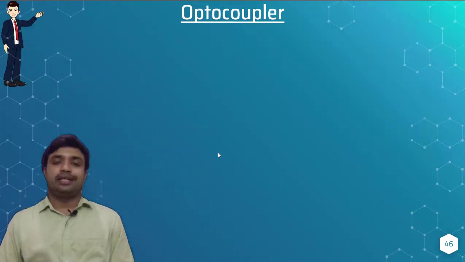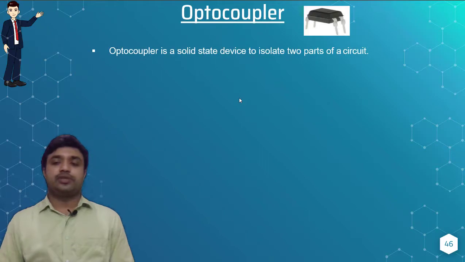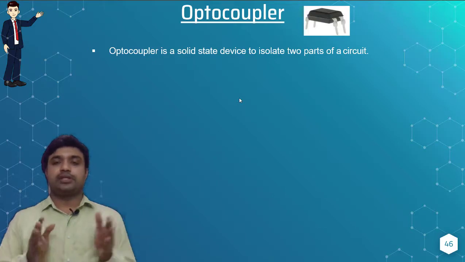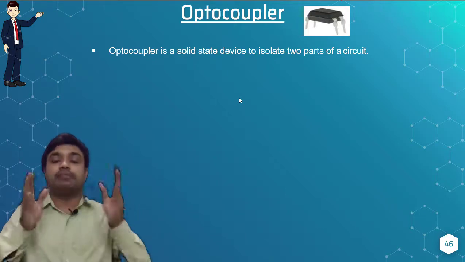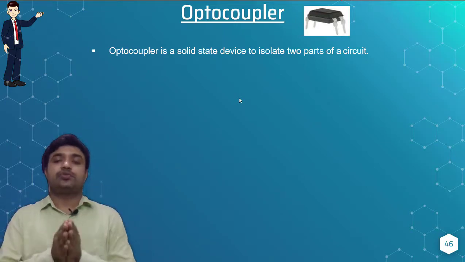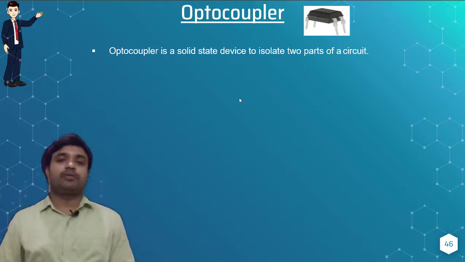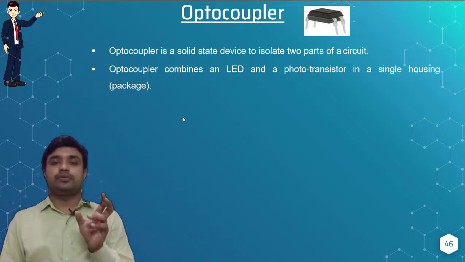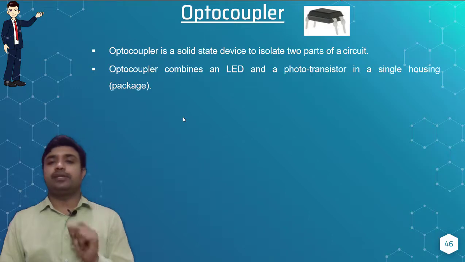The next IO type is the optocoupler. This is the IC form that is available for an optocoupler. An optocoupler is a solid state device to isolate two parts of a circuit. We can split up the input section or output section, or otherwise two different application areas inside a single IC, with optocoupler ICs. An optocoupler combines an LED and a phototransistor. So opto means it couples an LED with a photo device.